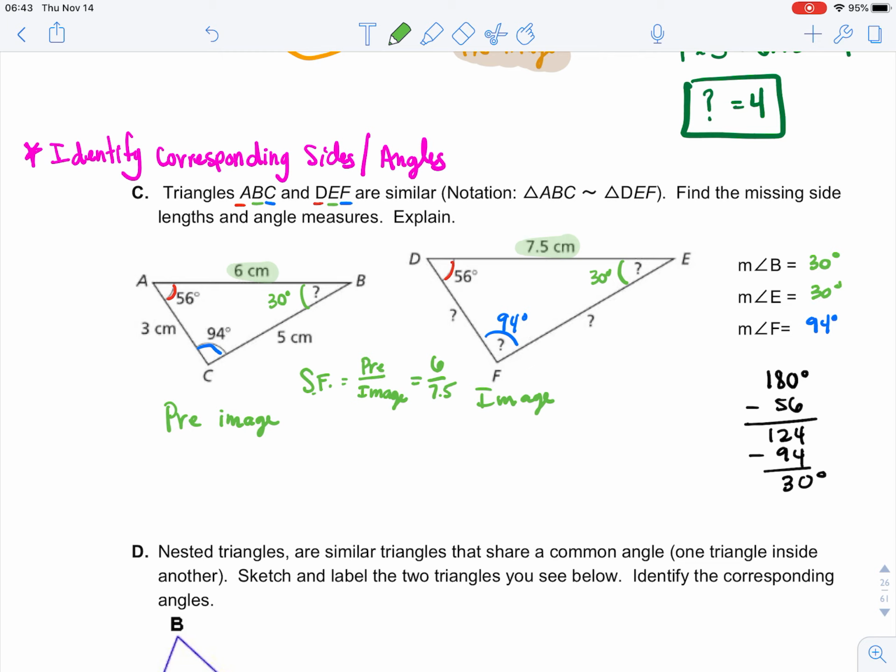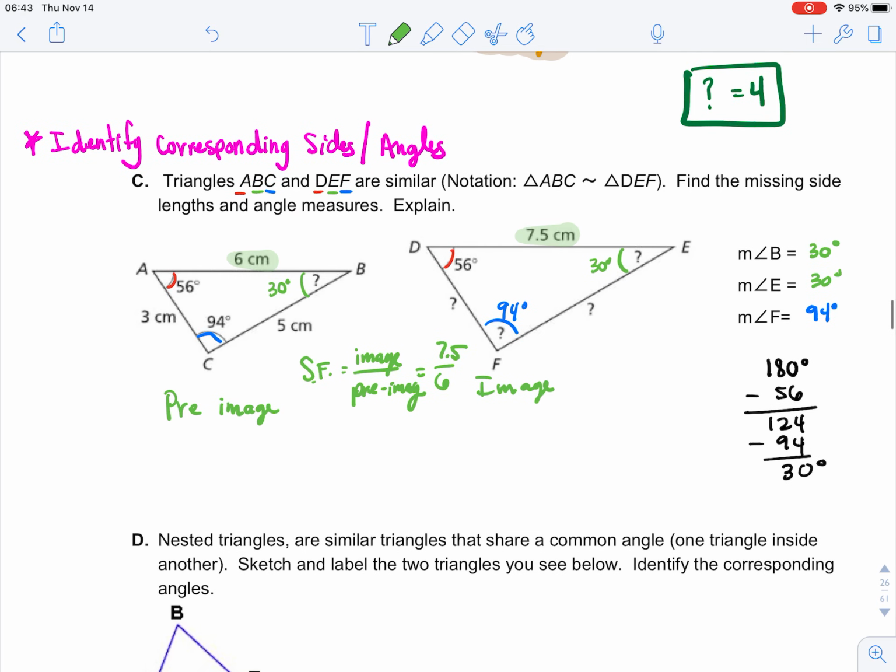Oops, I got it backwards. Got that whole thing backwards. So let's fix that. This one should be image over pre-image. Okay, this one is 7.5 over 6. Now, the reason why I knew right away that I made a mistake was because I know that my shape is getting larger. It goes from a small shape to a big shape. If that happens, then I know my number needs to be bigger than 1. When I had 6 over 7.5, I knew I made a mistake. Important to have your notes and to double check your work. Okay, so this is the scale factor I'm going to use.